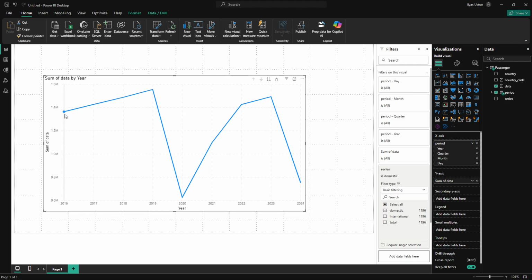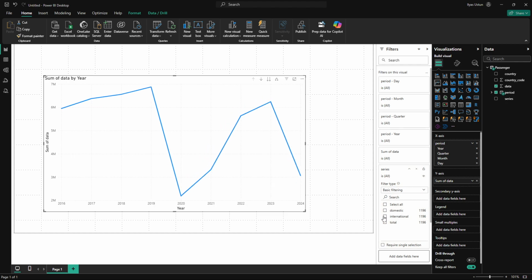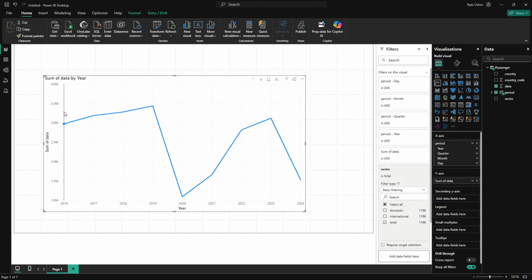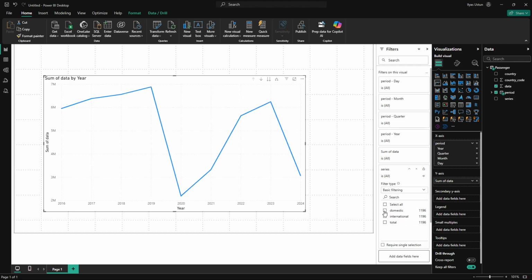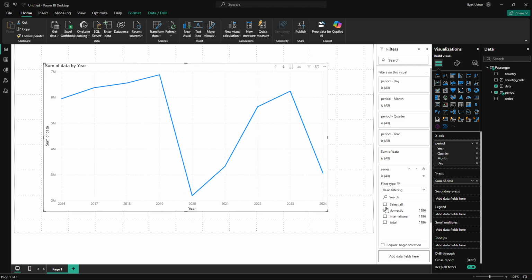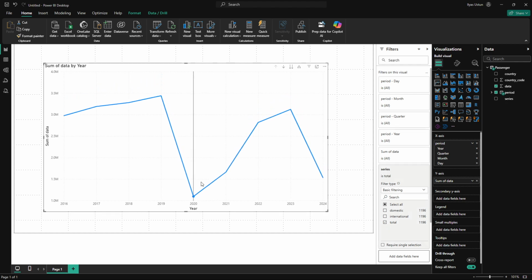So these are the domestic numbers. Pay attention to the y-axis. It went down, and then the international numbers. And the total is basically the total of the two, right? So these are the values there. Now, for example, let's just look at the total number of passengers, both domestic plus international.